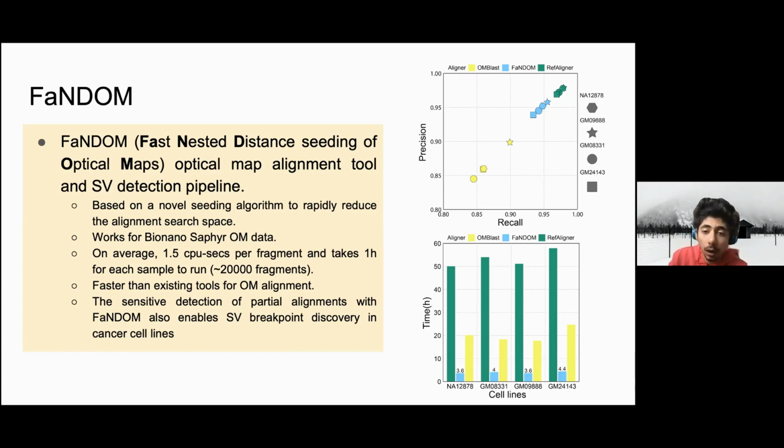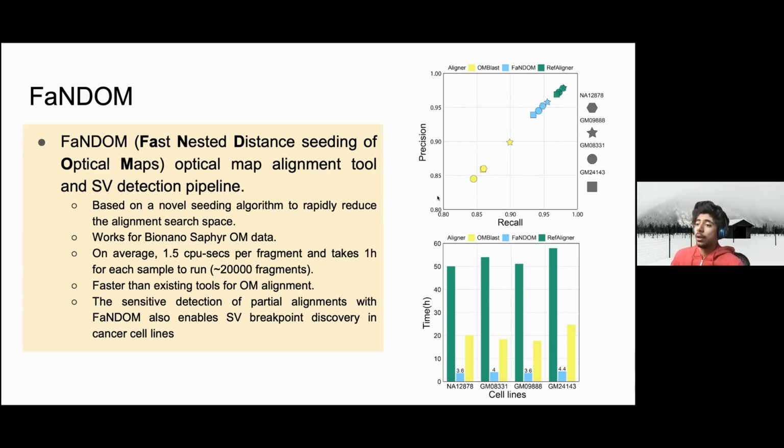Our tool is faster than the existing tools like RefAligner or BLAST. As the results show here, we can see that FaNDOM is 4 to 6 times faster than BLAST and 13 to 14 times faster than RefAligner.